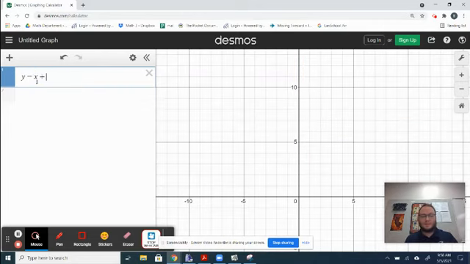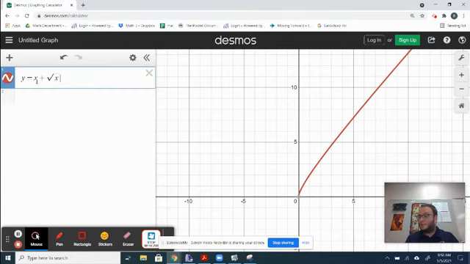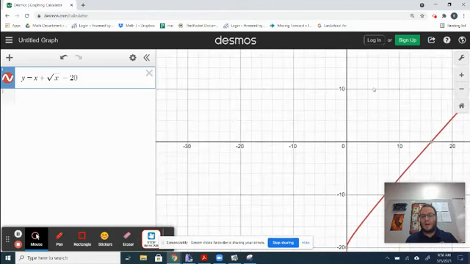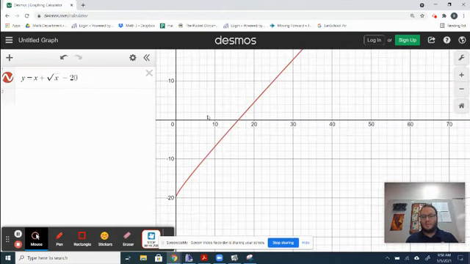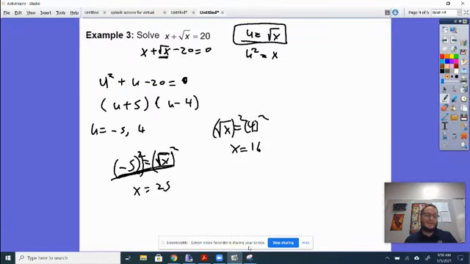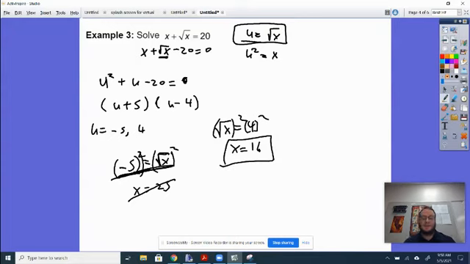So we got x plus the square root of x minus 20. Now these numbers are way over here, so we're going to move it over a little bit. We do end up with a 16, and then 25 is up here somewhere. We can see that 25 didn't work, it was at 10. So we know that is not a real solution, so it is extraneous. We're going to get rid of that one. X is only 16.